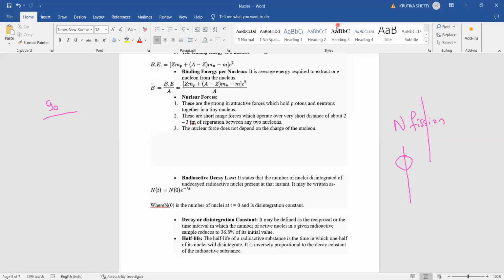For example, uranium is getting split into its constituent nuclei, like barium and krypton, and it releases energy and also releases neutrons. So that is called the nuclear fission process. In nuclear fission there are two types: the controlled reaction and the uncontrolled chain reaction.